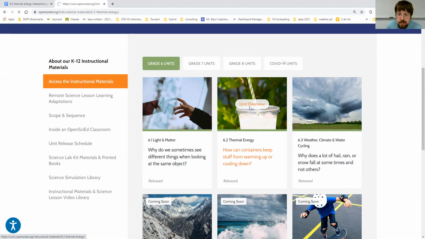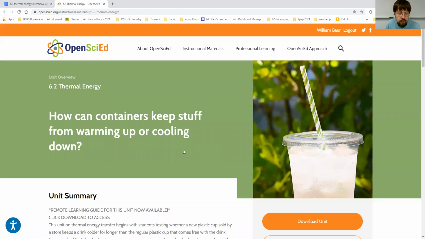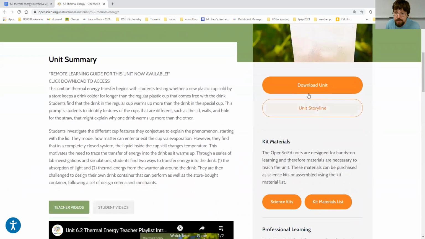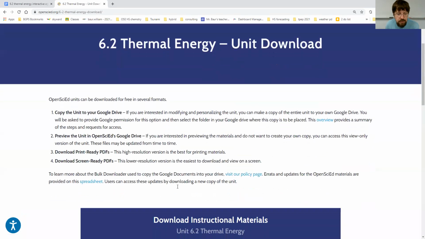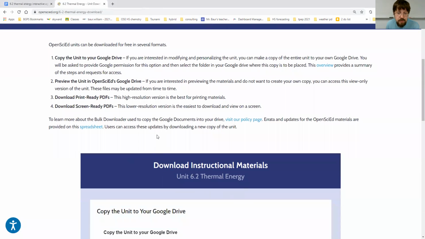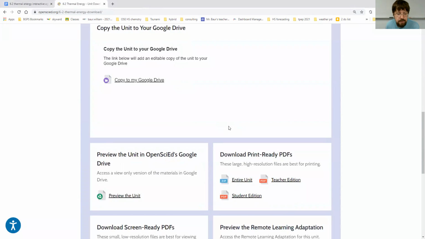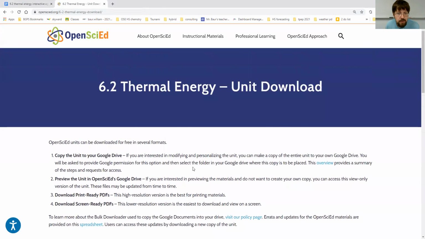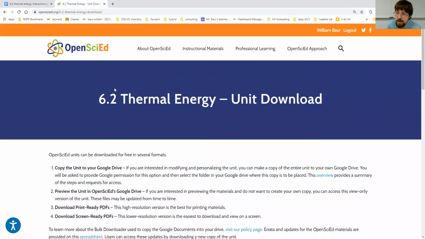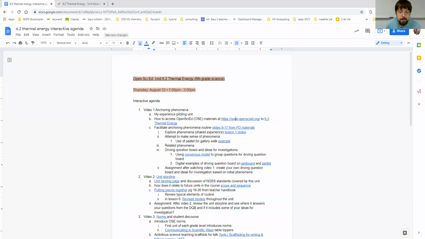You click here to get to the overview, and you can go here to download the units. There are a couple of different options to download the units. You can copy the whole unit into your Google Drive, or get a preview and just copy what you need. And there are PDFs and print-ready materials. So that's how you find the materials. It's all free and open source.